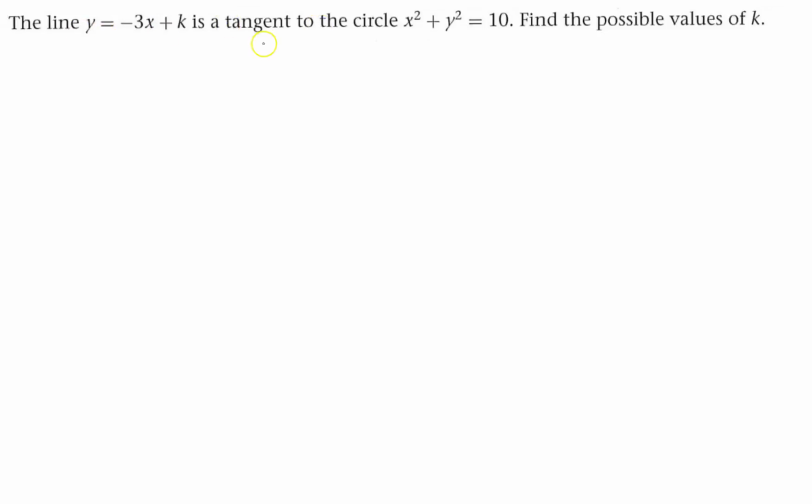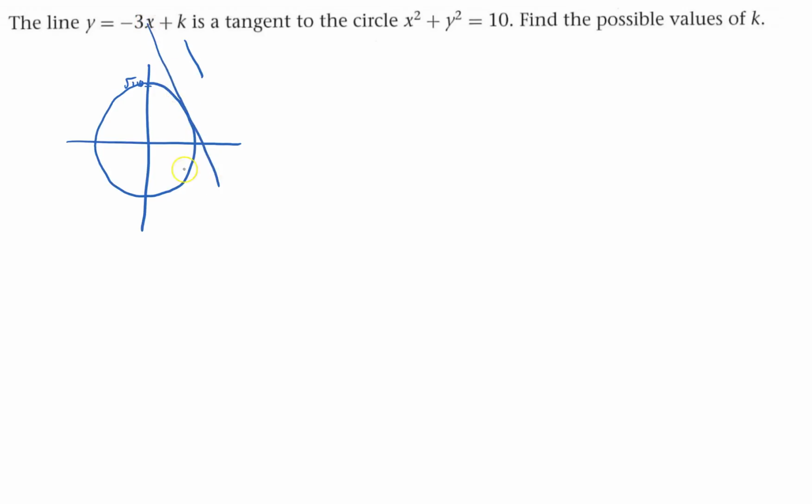Okay, so we've got a line that's a tangent to the circle. I'm going to draw a little sketch of this so you see what it looks like. x squared plus y squared, with centre (0, 0), and that radius will be root 10. And so the circle looks something like that. And minus 3x, that means the line is going down quite steeply. So this line here could be tangent there, or it could be down there. So the point k is going to be there, or negative k is going to be there.